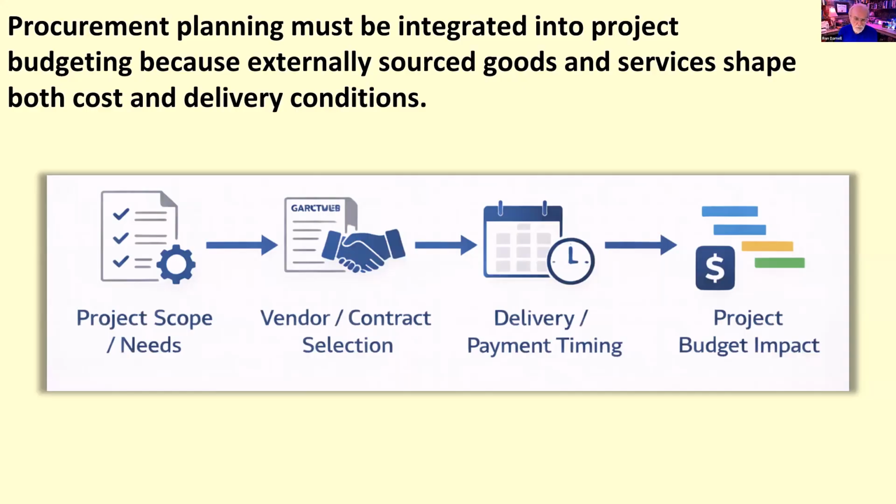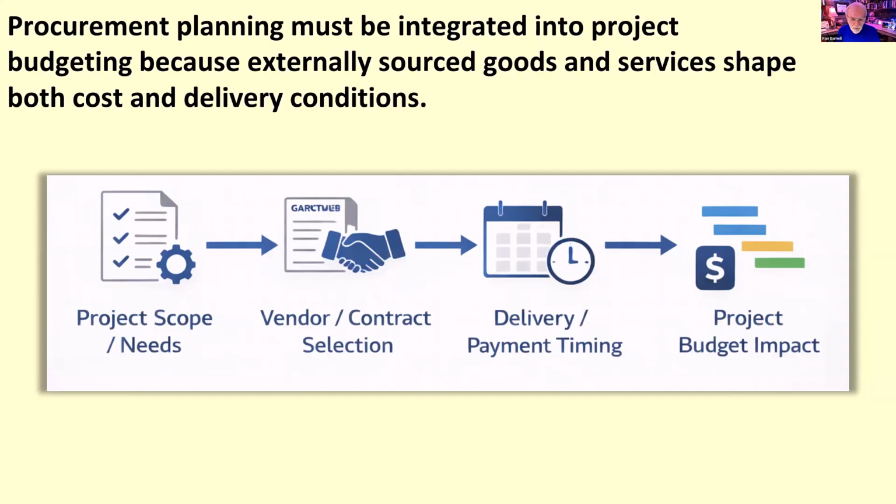the broader project plan. Another important part of this is the contract structure. Different procurement approaches create different financial and risk implications. A fixed price agreement, a time and materials arrangement, or another contract form may influence cost certainty, flexibility, oversight needs, and exposure to change. Because of that, procurement planning affects not only what the project spends, but also how confidently the project can manage cost.